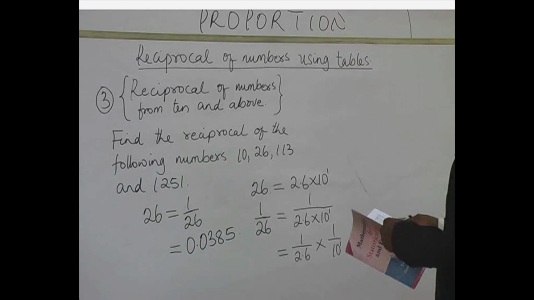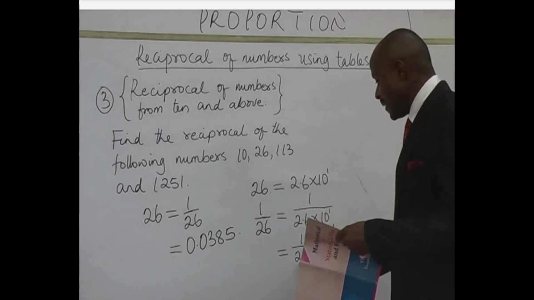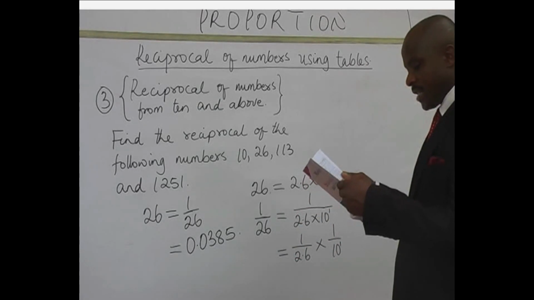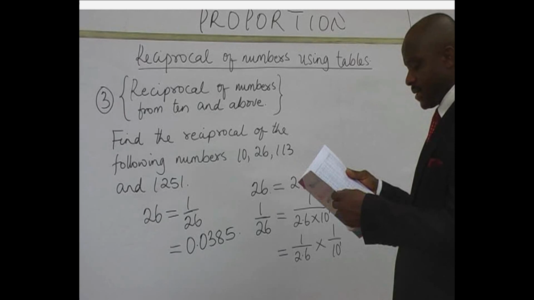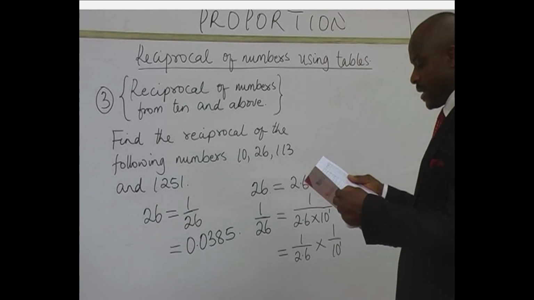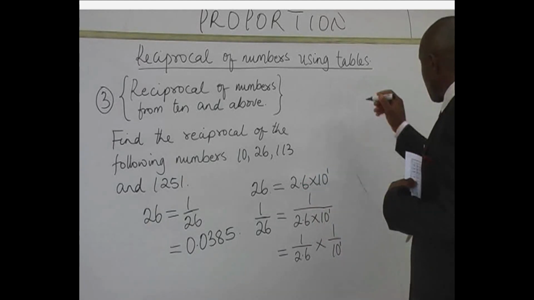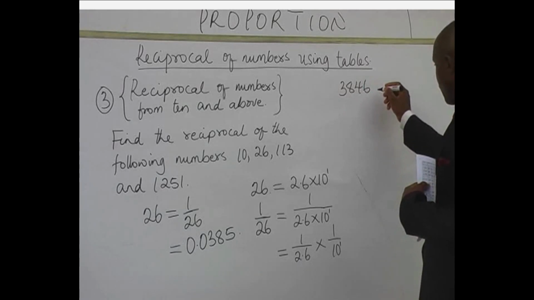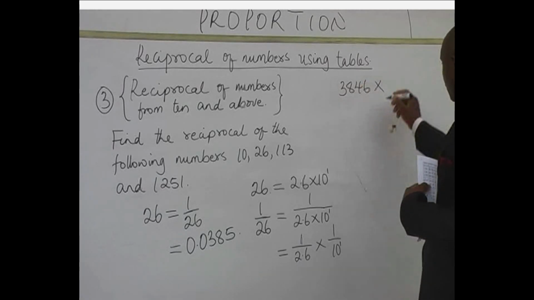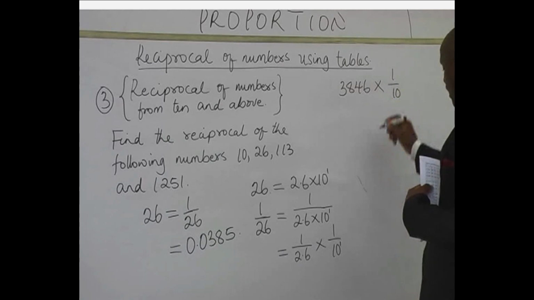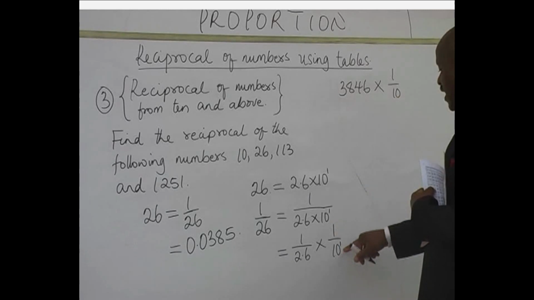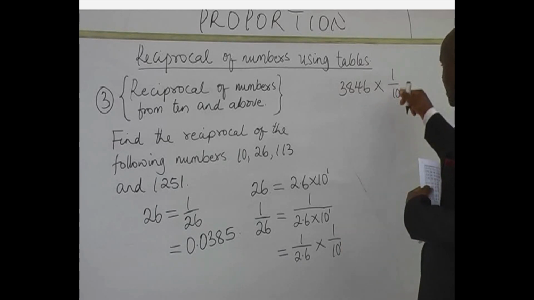Now go to your four-figure table. Find 26 under 0. That could be found in the same page 6. 26 under 0 is giving me 3846. So I have 3846, then times my 1 all over 10. 10 exponent 1 means 10. So instead of writing 1 all over 10 exponent 1, I have written 1 all over 10.